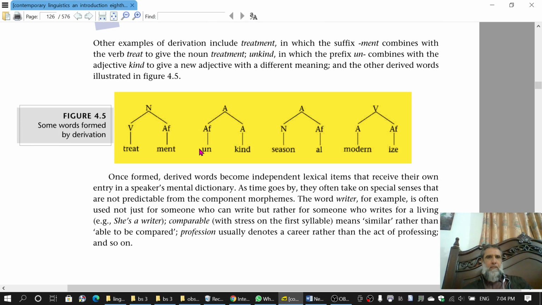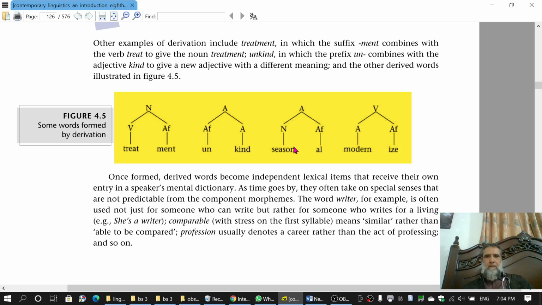This is a tree diagram, for example. In the analysis of words, you have this whole word as a noun, treatment, which is a combination of the verb treat and the affix meant. Then you have the adjective unkind, which consists of the affix un and the adjective kind.